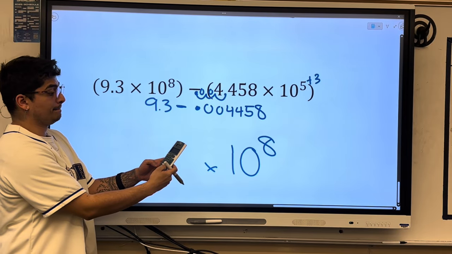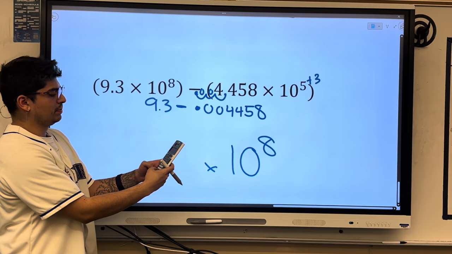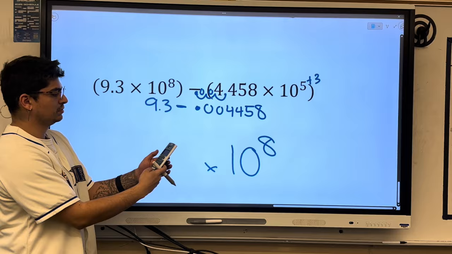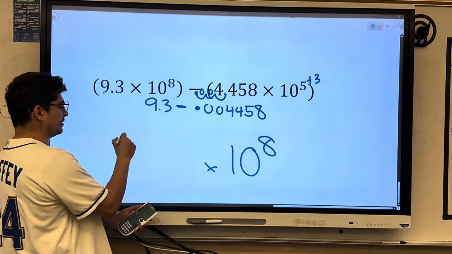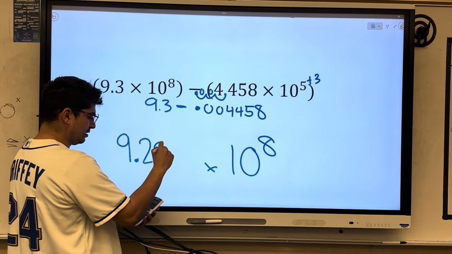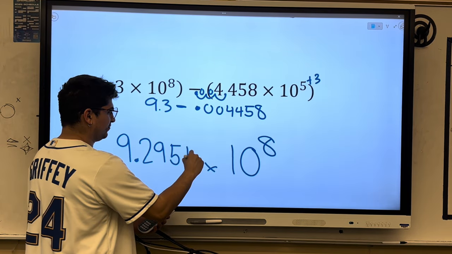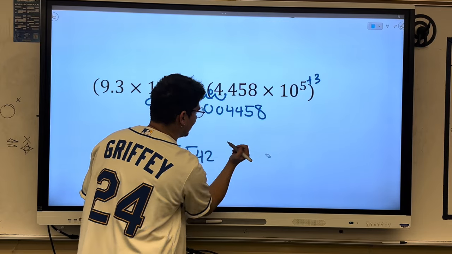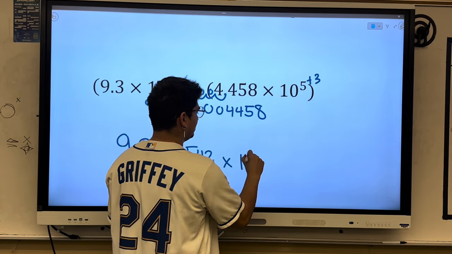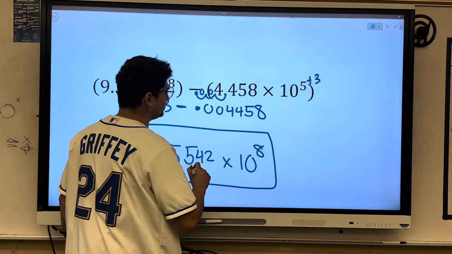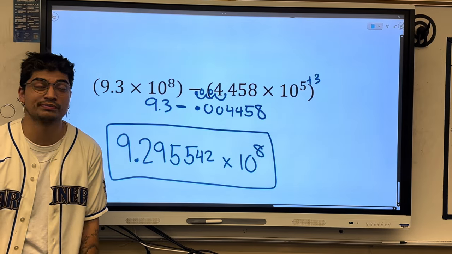9.3 minus 0.004458 would end up giving me, I'm going to give myself some room, 9.29552. And I'm going to have to move all of this a little bit because my final answer would be this in scientific notation form.